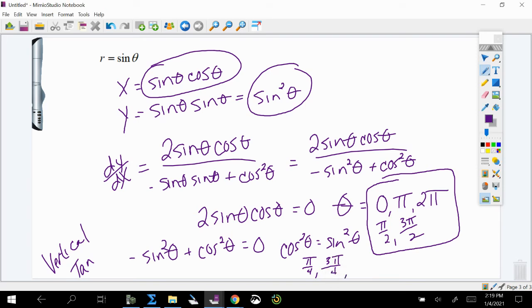I think you can also go further and say that it would be the same at 5 pi over 4 and 7 pi over 4. It really just depends on how big of an interval that you want to go. So you could have a whole bunch of places.